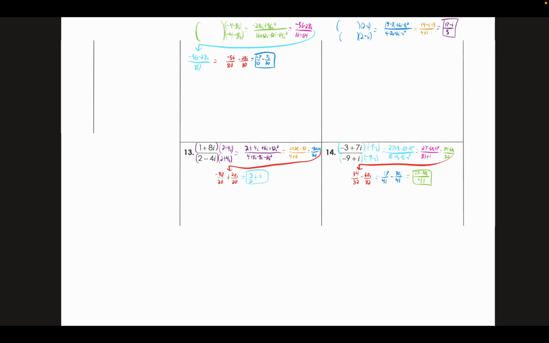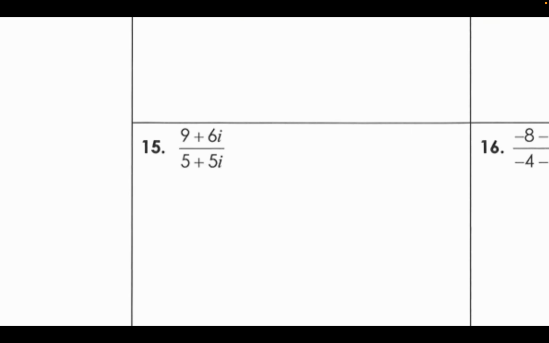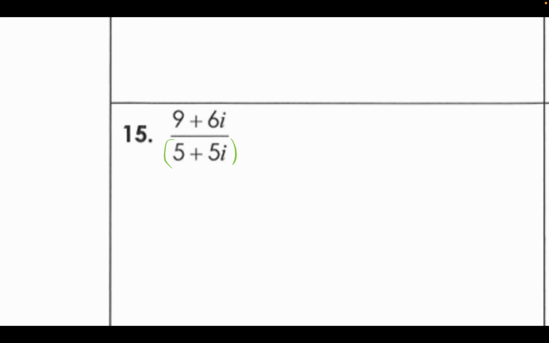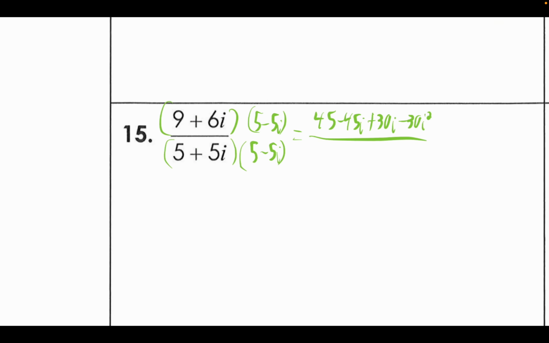Moving on to number 15. Multiplying the top and the bottom by the complex conjugate of the bottom one again would be 5 minus 5i. This results in a numerator of 45 minus 45i plus 30i minus 30i squared, and a denominator of 25 minus 25i plus 25i minus 25i squared. Lots of 25s.